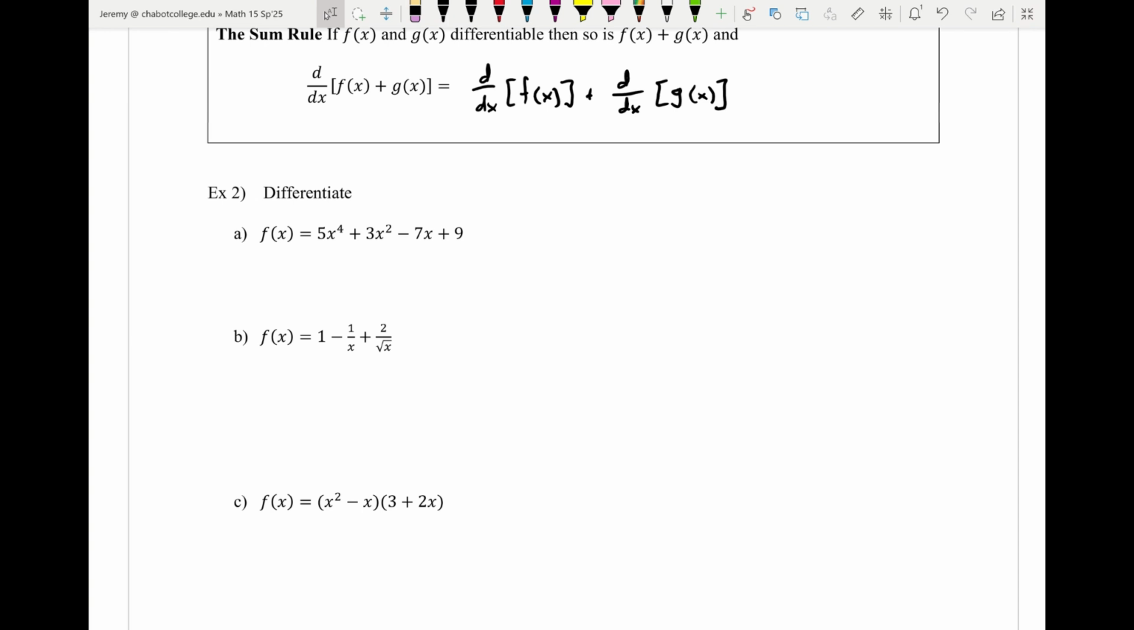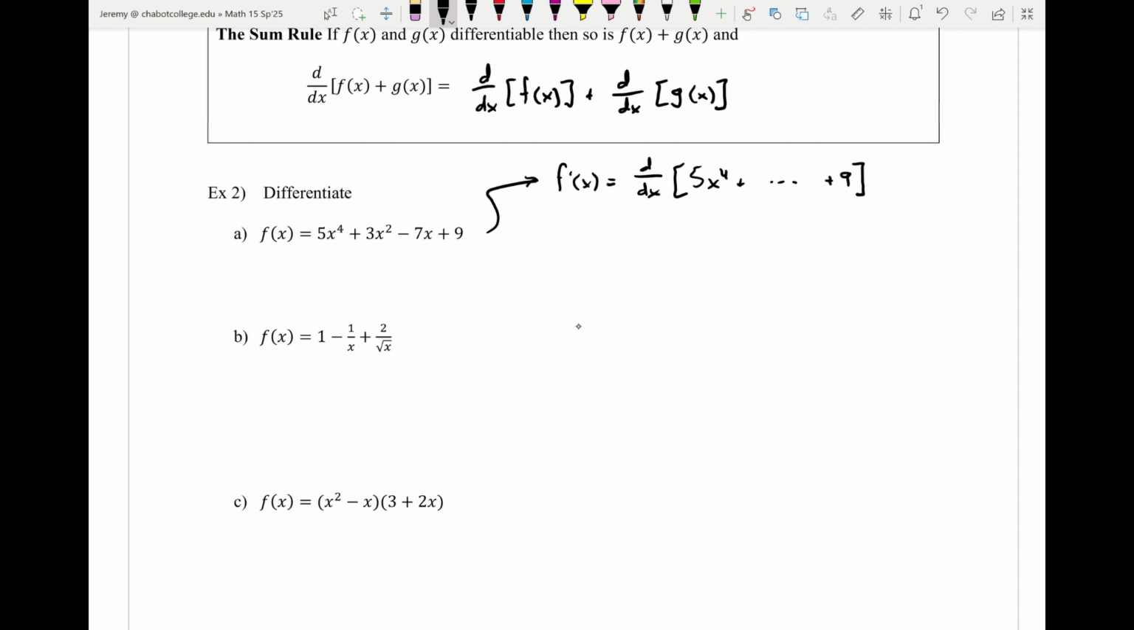We'll start by looking at this polynomial here. So 5x to the fourth plus 3x squared minus 7x plus 9. Okay, so if I want to take the derivative, I'm going to write out some of these steps here. We want to take the derivative of this whole thing, right? So f prime of x is going to be the derivative of this whole entire function, 5x to the fourth plus, blah, blah, blah, up to 9.